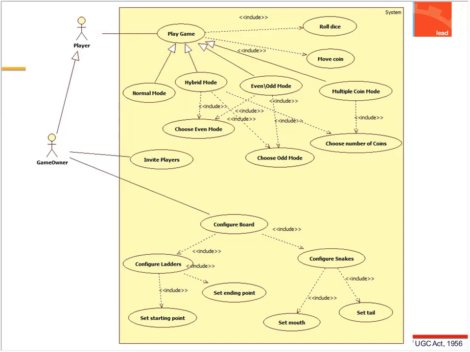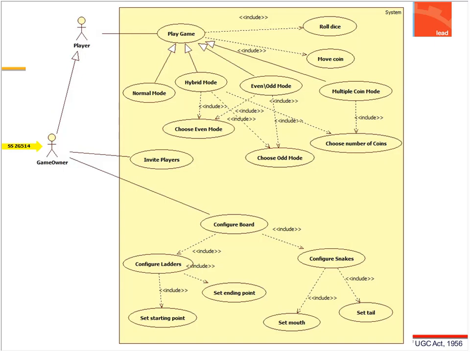So you can have a generalization relationship in actors as well, and this leads us to the modification of our use case diagram further, wherein if you see now I've added a generalization relationship arrow between the game owner and the player, because my game owner is also a player, right? And I have removed the line connecting game owner and play game, right? That is to represent that because game owner is a specialization of player, he will have access to all the use cases the player has, right?